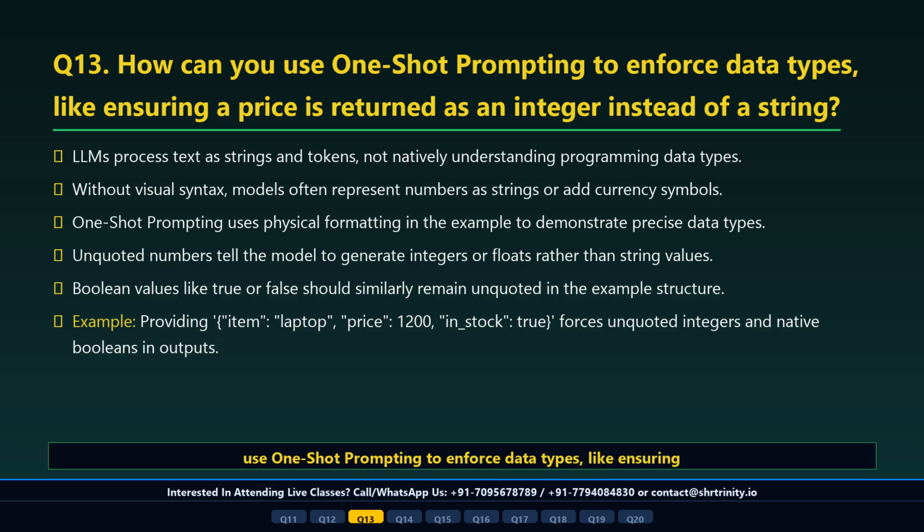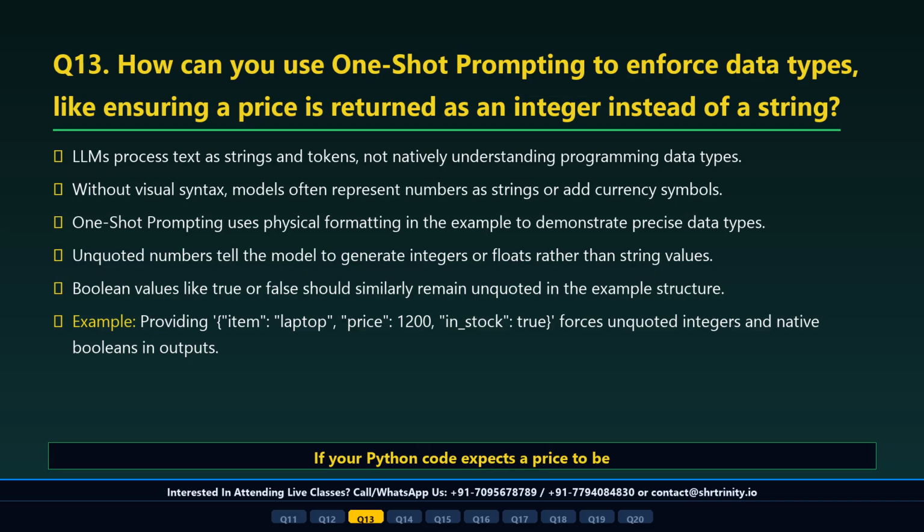How can you use one-shot prompting to enforce data types, like ensuring a price is returned as an integer instead of a string? Let's dive into data engineering with LLMs. A fundamental challenge developers face is that language models generate text strings, whereas our software applications expect strict data types like integers, floats, and booleans. If your Python code expects a price to be an integer for mathematical calculations, but the model outputs price, $1,200, as a string, your script will crash.